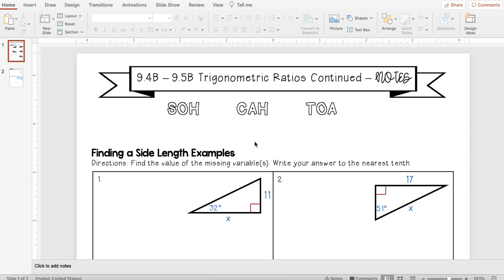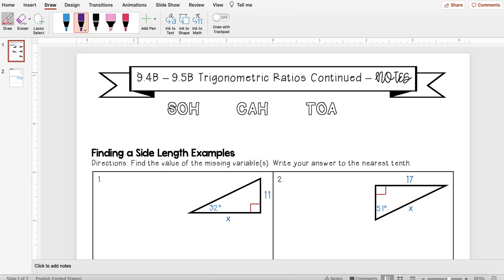Hello everyone. Today we are continuing our trig ratios discussion, but today we're actually going to use those to find missing sides in a right triangle when we're only given an angle and another side.